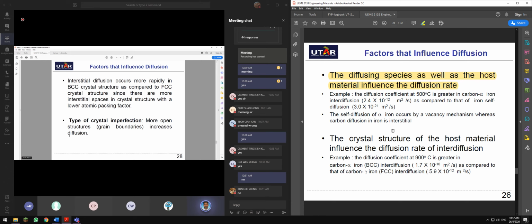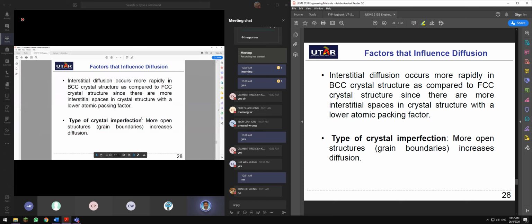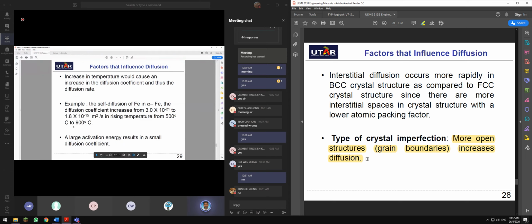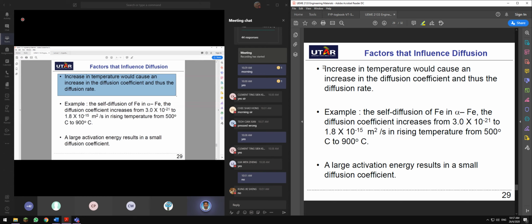Now, types of crystal imperfection. A more open structure, with more grain boundaries, increases the diffusion rate. Highlight this as well. And the known one: an increase in temperature would cause an increase in the diffusion coefficient and thus the diffusion rate.